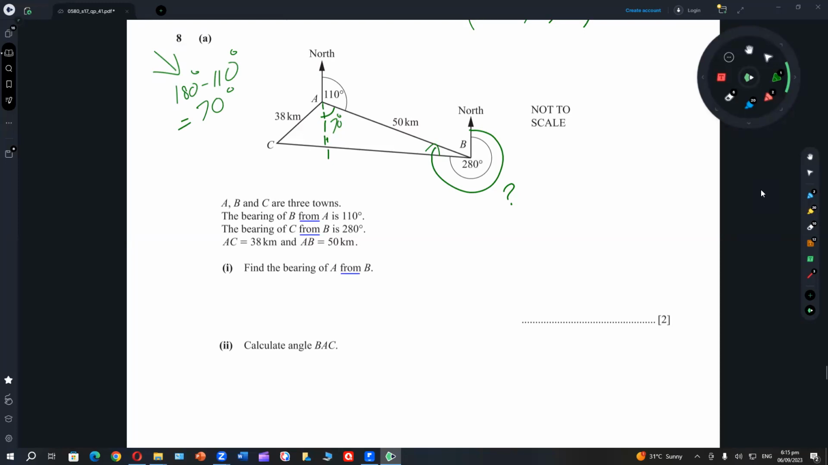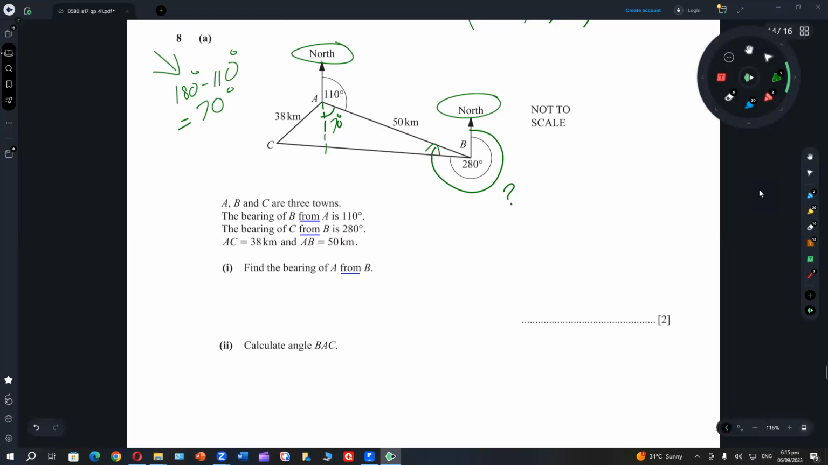Sir, how did you do 180? What's the angle on a straight line? Angle on a straight line is always 180. This is a property. Now look at the screen. This is north. This is also north.